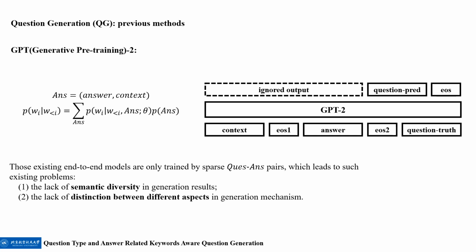One is the lack of semantic diversity in generation results, which is also named generic response, because the answer and its context are usually paired with only one question in the dataset. The other is the lack of distinction between different aspects in the generation mechanism, as the datasets only describe what a feasible question and answer can be, but not how to compose a question.